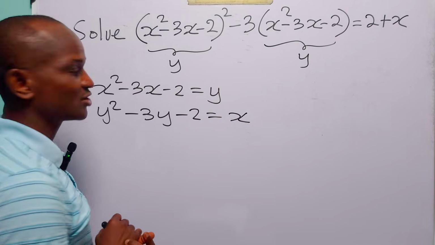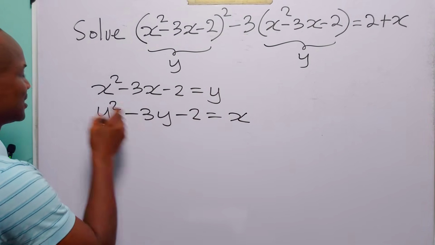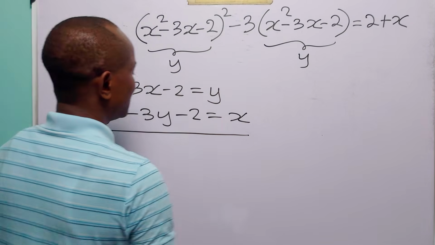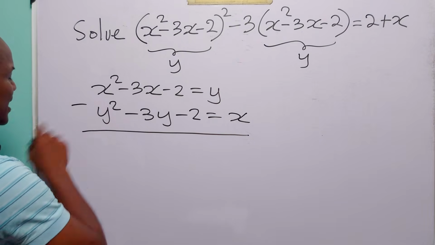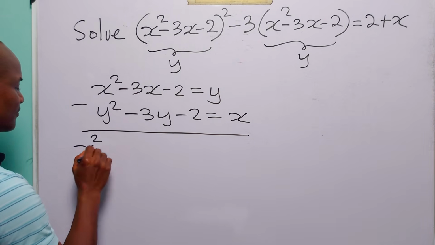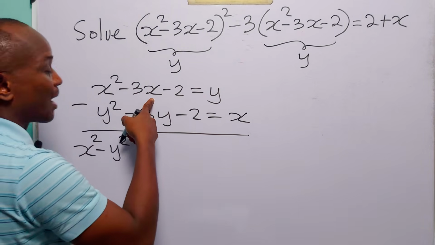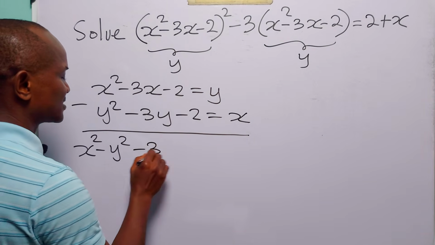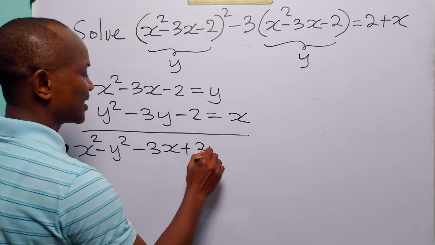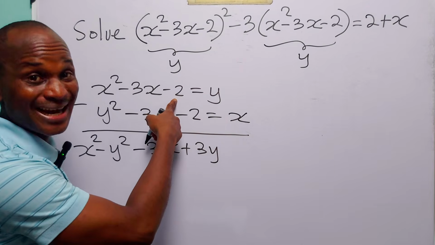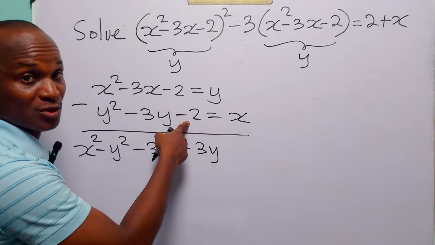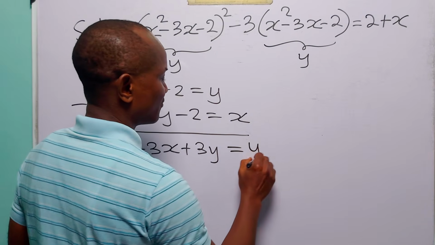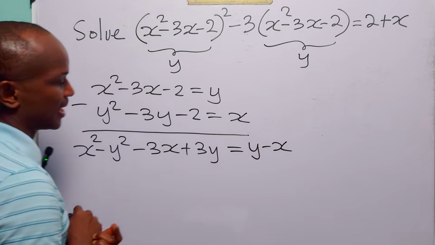To solve these equations, let us subtract the second equation from the first equation. Now, on the left-hand side, we have x squared minus y squared. We have minus 3x minus 3y. That is minus 3x plus 3y. Then we have minus 2 minus 2, which is equal to 0. And on the right hand side, we have y minus x.